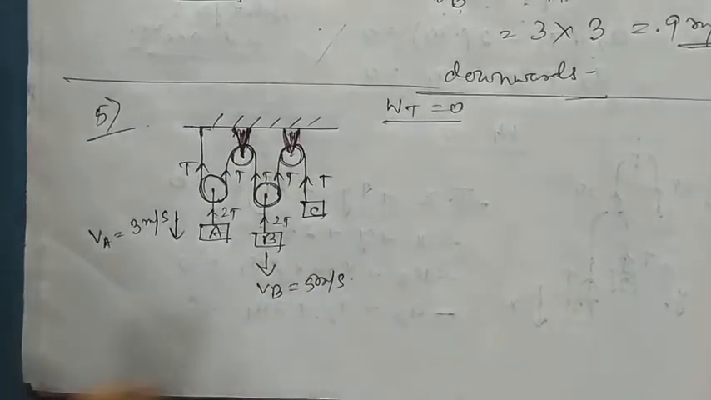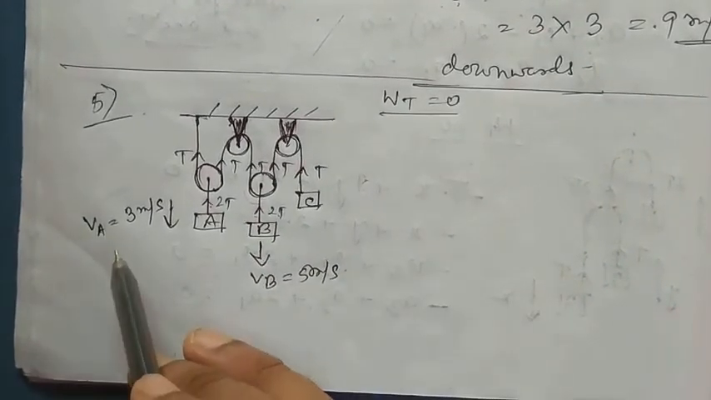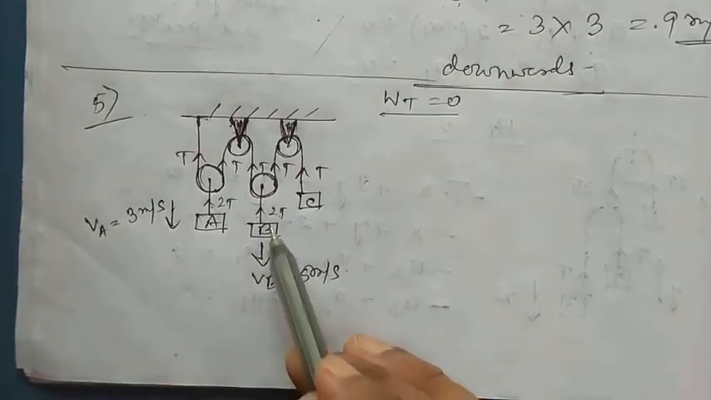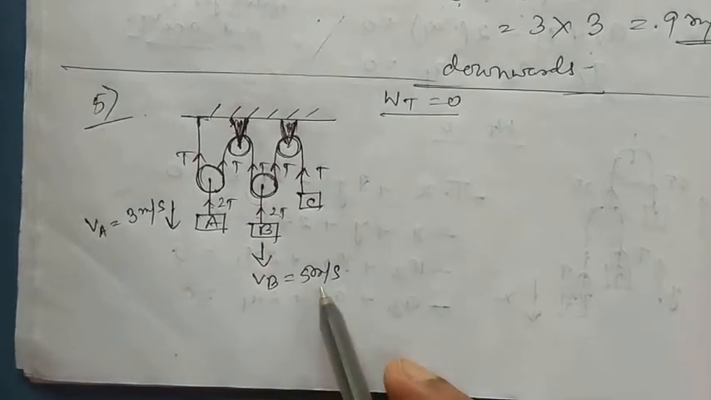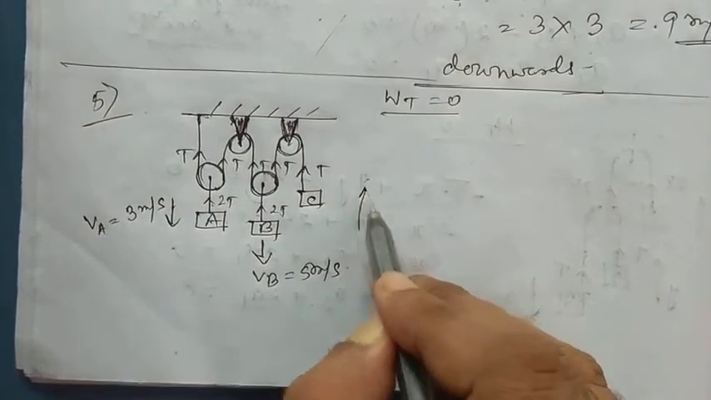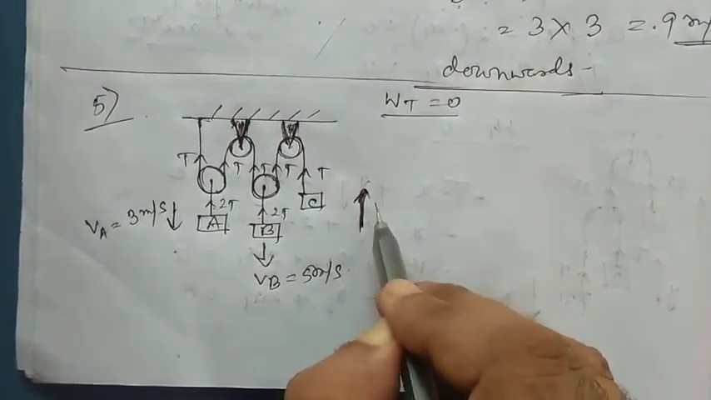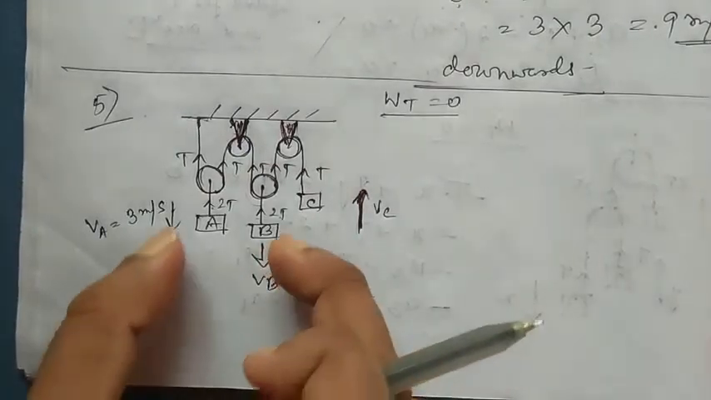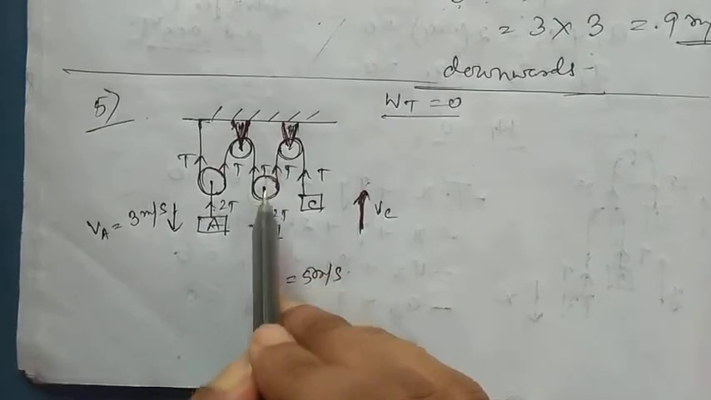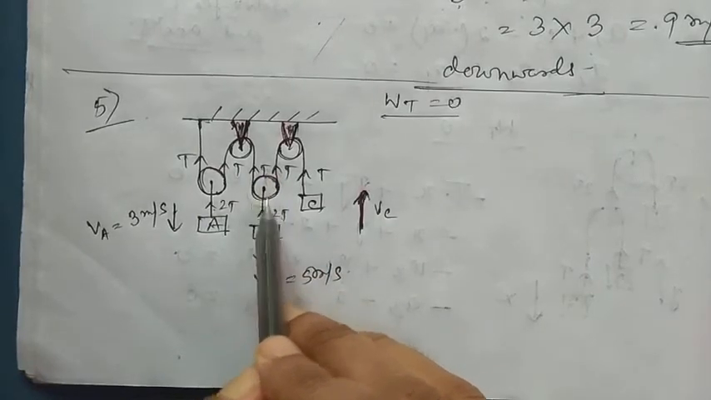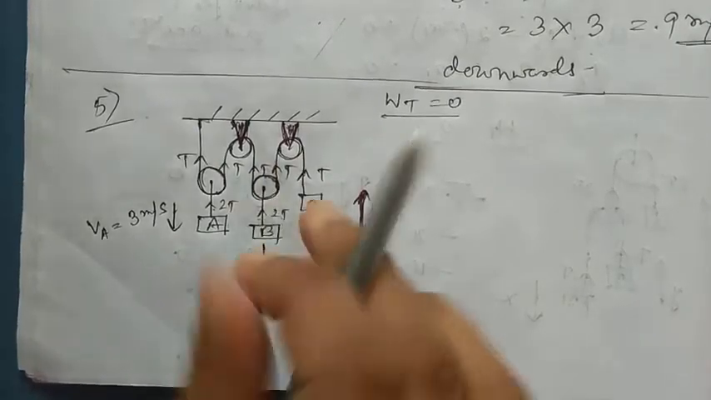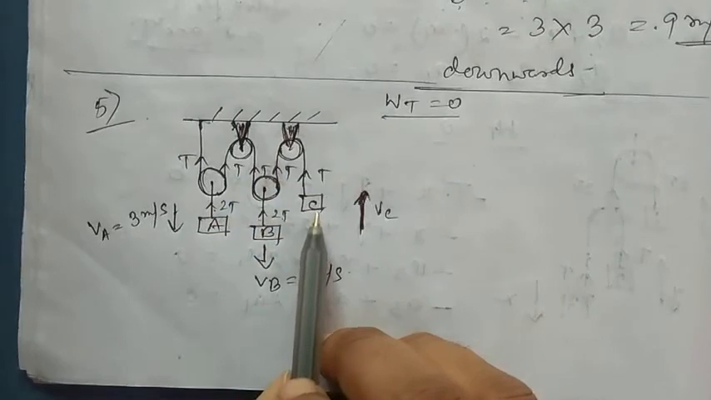Now what is given here is that the velocity of A is 3 meters per second downwards, and the velocity of B is 5 meters per second downwards. They have asked us to calculate the velocity of C. We take the velocity of C to be upwards, because if these two blocks come down, the ropes or the movable part will move down. Now the strings will be pulled downwards, so obviously C will move upwards.